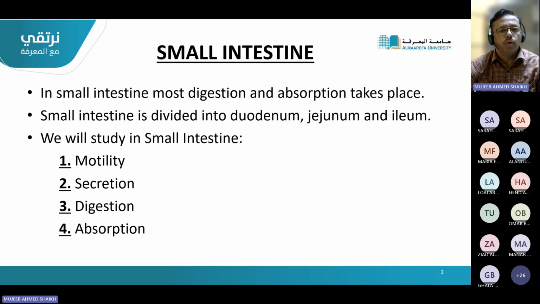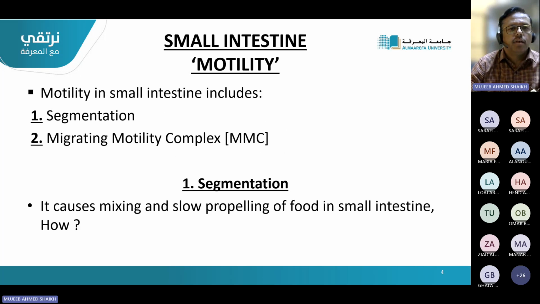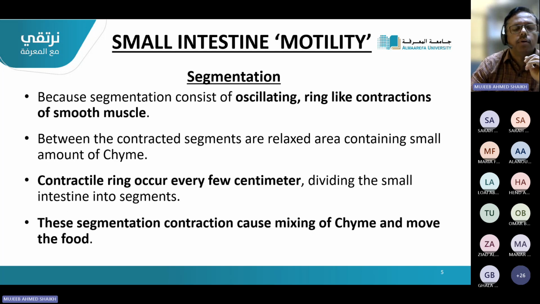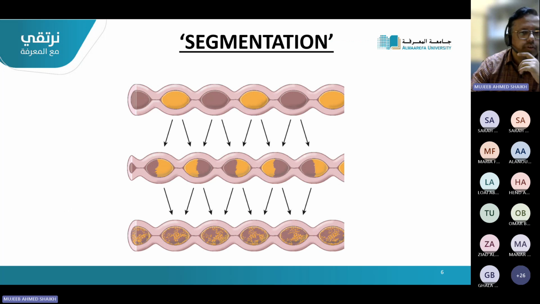In the small intestine 1, we discussed the motility and secretion. Here, the small intestine motility is described: segmentation and the migrating motility complex. What is meant by segmentation? Segmentation is nothing but dividing the whole small intestine into smaller sacs or smaller areas. If you see the slide, you will be able to find the picture. This is how the whole small intestine is divided into smaller parts. We call them segments.